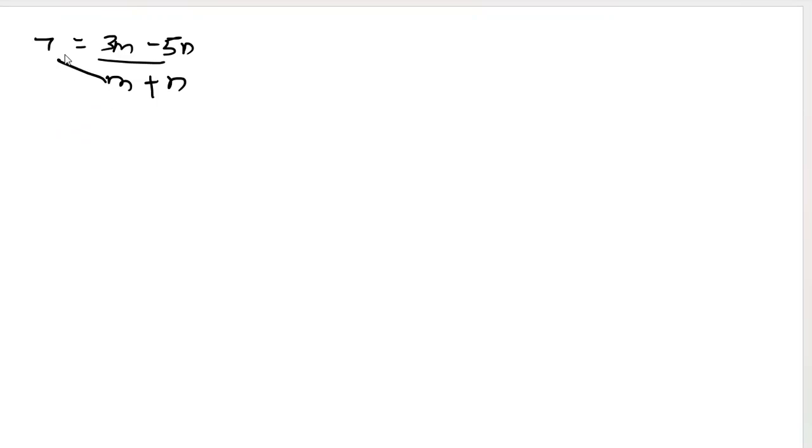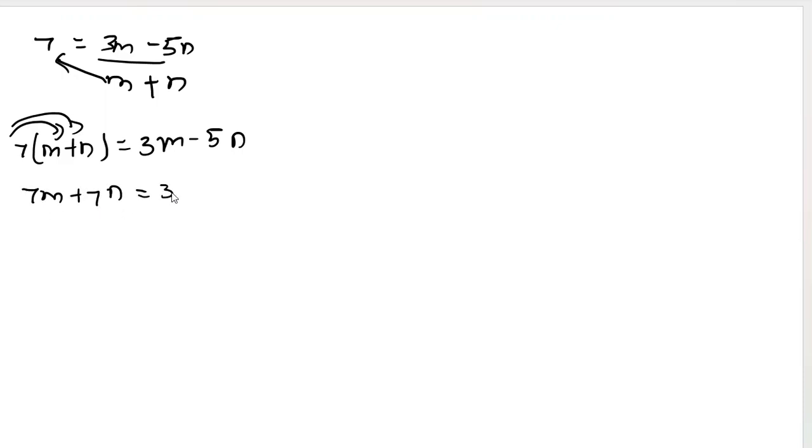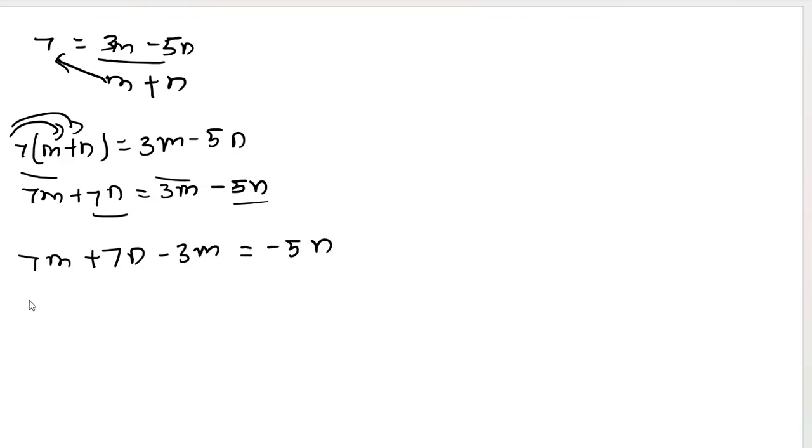Then taking m plus n over here, we get 7 times (m + n) equal to 3m minus 5n. So this becomes 7m plus 7n equals 3m minus 5n. Now we keep all n's on one side and all m's on one side. So we take 7m; 3m, when it came this side, became minus 3m. 5n became minus 5n, and 7n, when it went this side, became minus 7n.